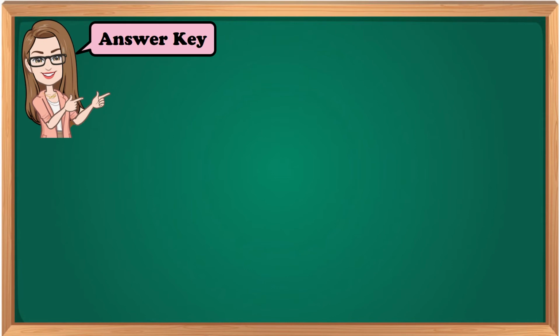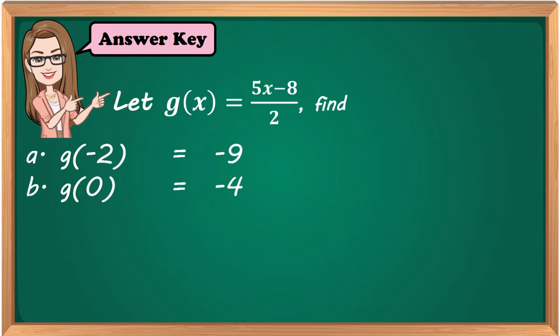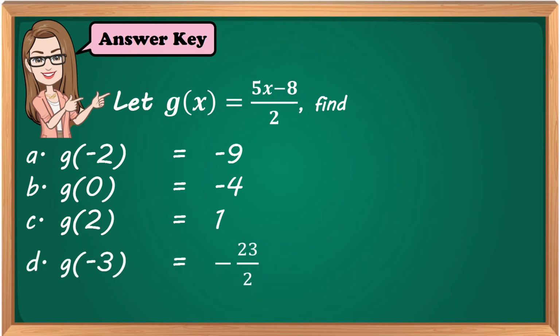And now we have the answer key for our activity 2. So the given is g of x is equal to (5x minus 8) over 2. So we have to find g of negative 2, which is negative 9. Our g of 0 is equal to negative 4. Our g of 2 is equal to 1. G of negative 3 is equal to negative 23 over 2. And g of 4 is equal to 6.